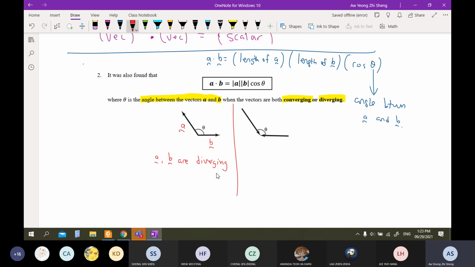In my first diagram, A and B are diverging. In my second diagram, if I call this vector A and I call this vector B, this is a case when maybe I shouldn't use A and B because the directions are different. Let's name it C and D. But this is a case when the vectors C and D are converging. So we always measure the angle between two vectors when the vectors are diverging or converging.